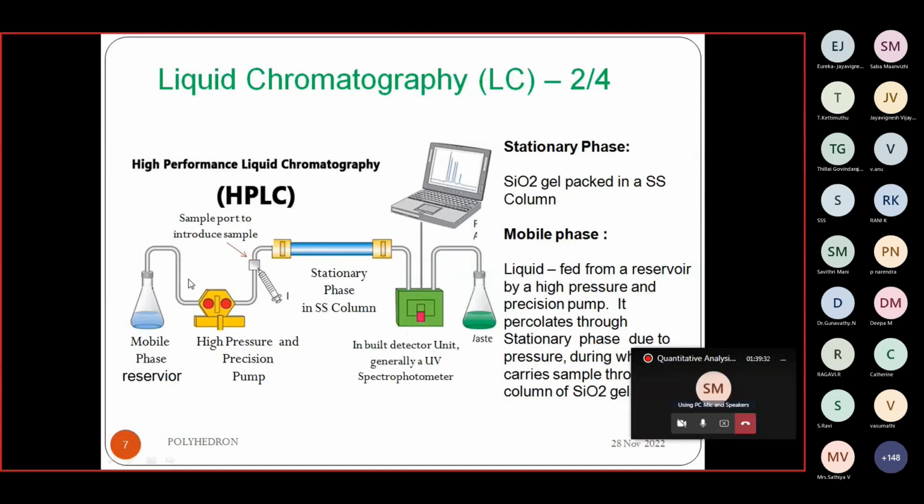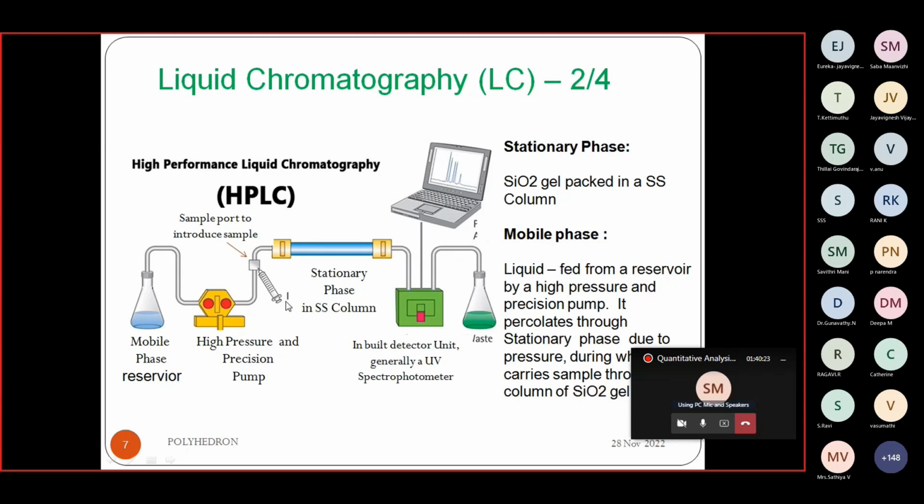The different components of HPLC are like this. It will have a high pressure precision pump, and this pump will take solvents from the reservoir, which is the mobile phase. This blue colored tube, you can just watch the cursor moving, is a stainless steel tube which is packed with the stationary phase, mostly silica gel. The solvent will be taken from the reservoir by the pump and pumped through the column. The outlet of the column goes to a detector, where it is detected, and the data will be captured in the computer. And in this spot, sample will be introduced.